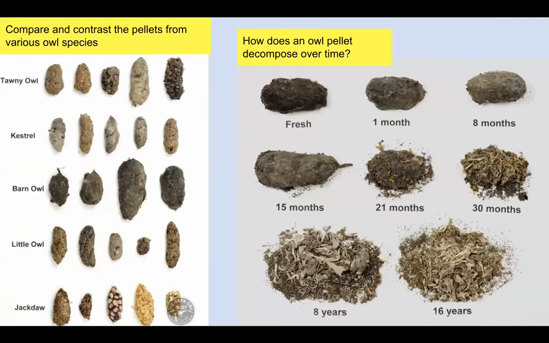So here's some quick little pictures of some various bird pellets. On the left, you can compare and contrast the pellets from various owls and other bird species. So notice the difference in size and color and what they are consisting of. And then over here on the right, we have an example of how an owl pellet or other pellets can decompose over time. So again, you can take a moment to pause the video and make your observations and compare and contrast the different things that you're seeing as well.